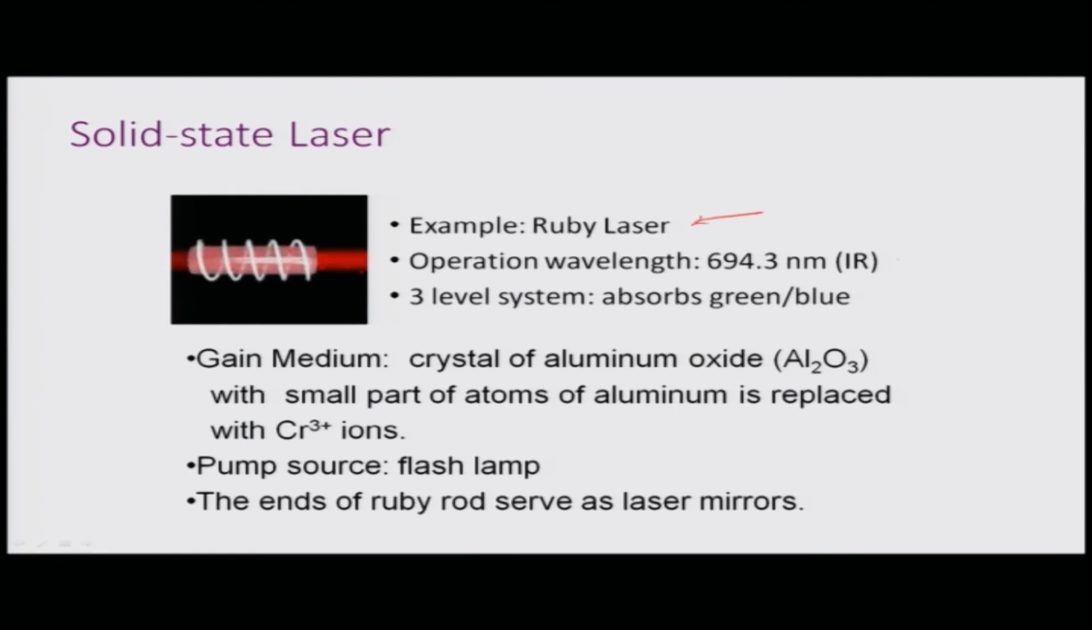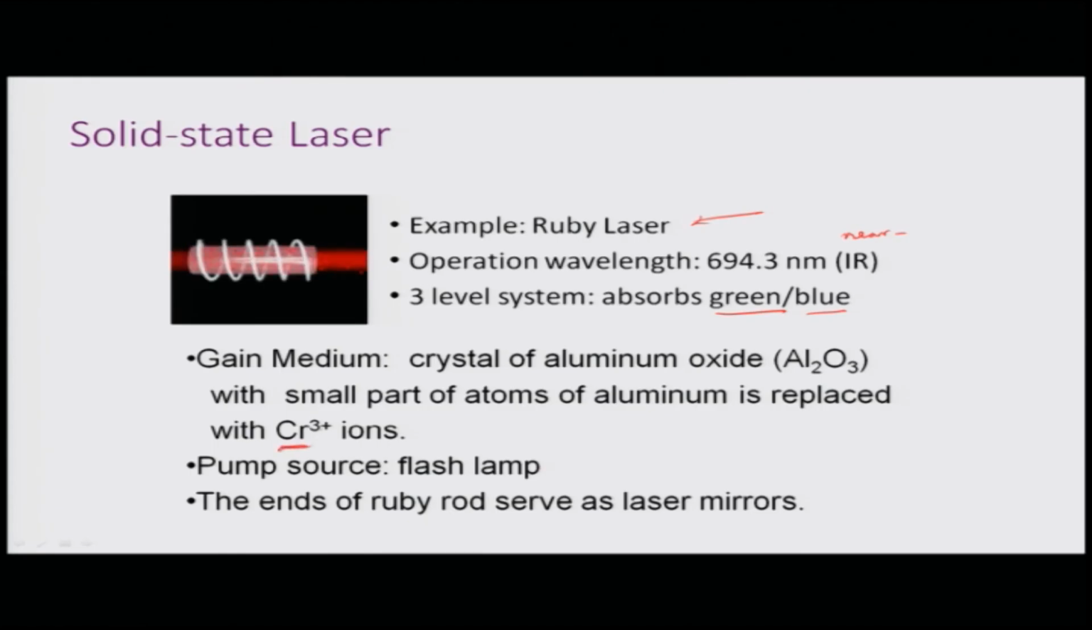The operation wavelength is at 694.3 nanometers. It's actually still red. It's very near to where infrared starts, around 700, but it's still quite bright red. It's a 3-level system, and it absorbs green and blue radiation to give rise to this. The gain medium is the crystal of aluminum oxide with small parts of atoms of aluminum replaced by chromium 3+ ions.